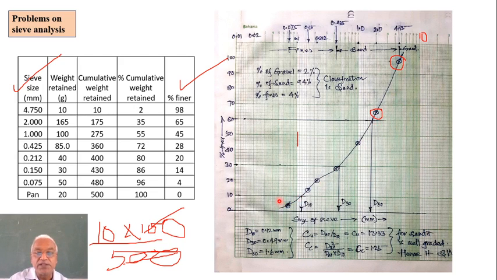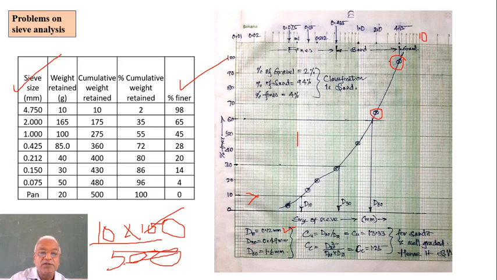Now what is asked is the effective size. Effective size is nothing but D10. To find D10, you go to the 10% line, move in this direction, come to the curve, go down, and see what the size is. This is 0.1, this is 0.2, so this will be 0.12. So I have written 0.12 mm.